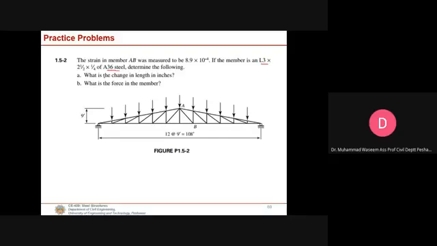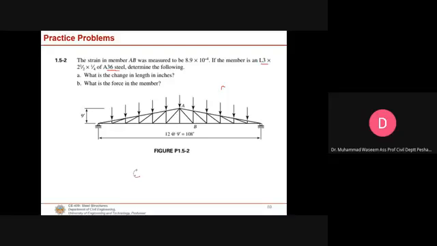Determine the following. We have to find the change in length. What is the force in the member? We know the vertical side, the length of this member is given. Now you can use trigonometry to calculate the length of this member. Once you calculate the original length, using this strain formulation, let me go back to my writing pad.